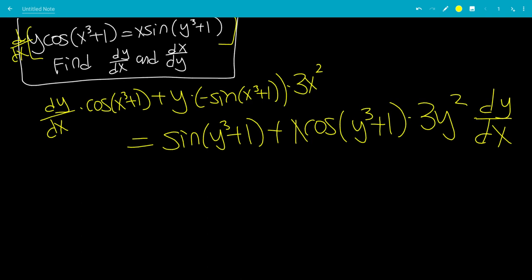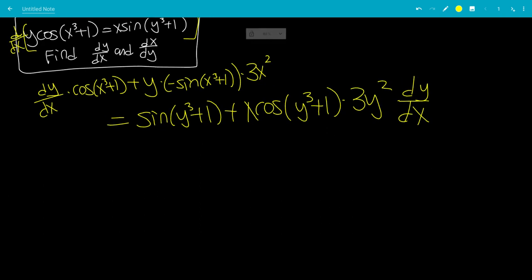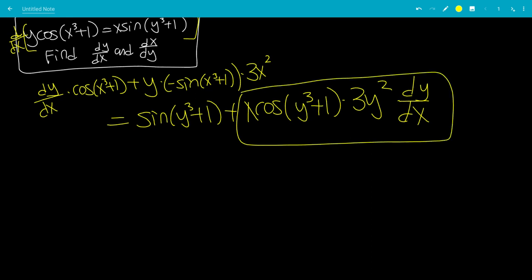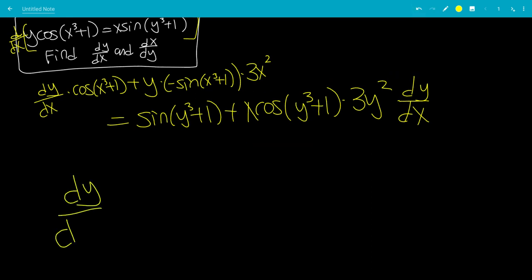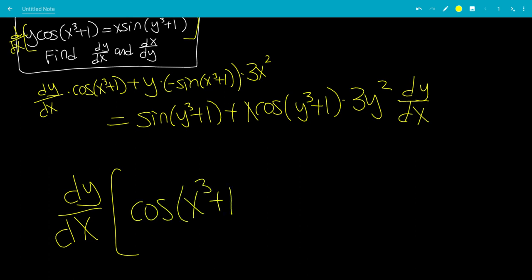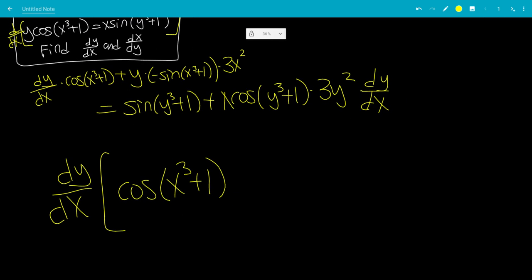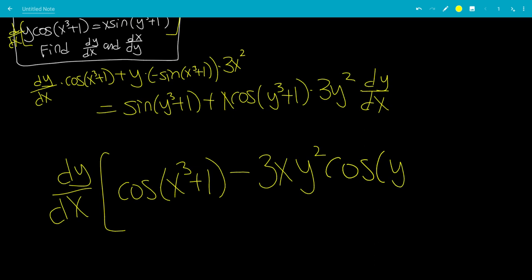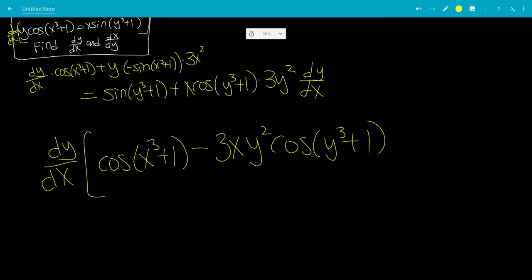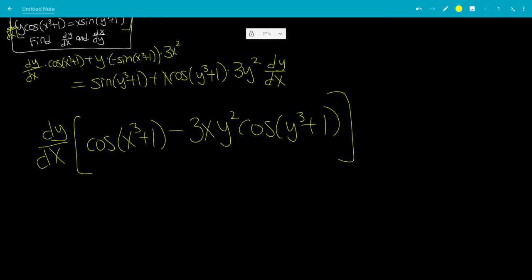Okay, good. Now let's move the dy/dx terms together. So we're going to move this term to the left-hand side. So we're going to have dy/dx, and we're going to factor that out. We'll have cosine of (x cubed plus 1), and then we're also going to have minus 3xy squared from x and 3y squared, times cosine of (y cubed plus 1) on the left-hand side, all times dy/dx.